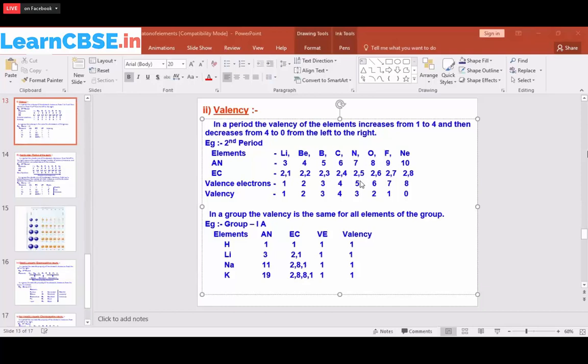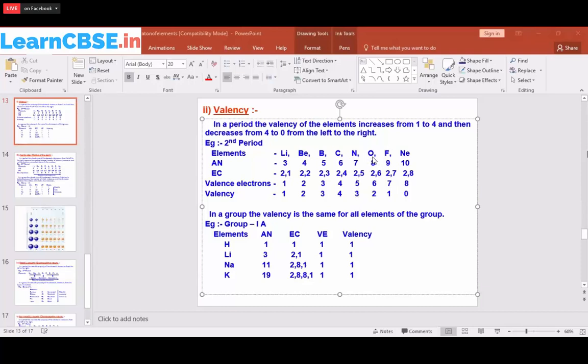Nitrogen. Nitrogen has 5 electrons, so 5 valence electrons. In this case, it wants to fill the outermost shell either by gaining 3 electrons, or it has to lose the 5. Losing electrons is higher here. So 5 electrons it has to lose, or 3 electrons it has to gain. It will prefer to gain the 3 electrons. So the valency of nitrogen is 3.